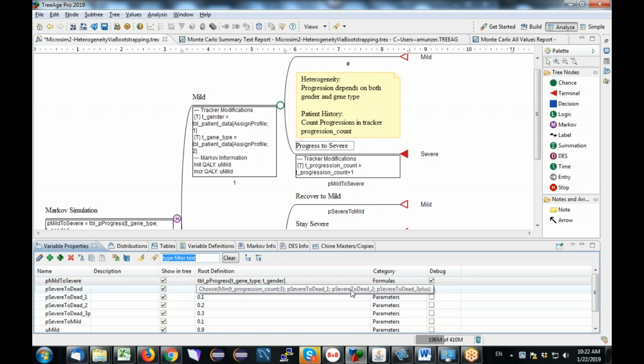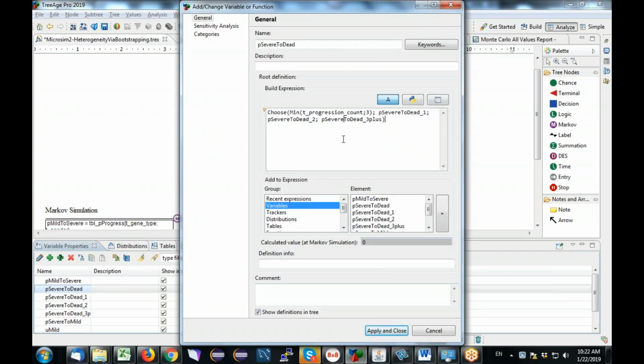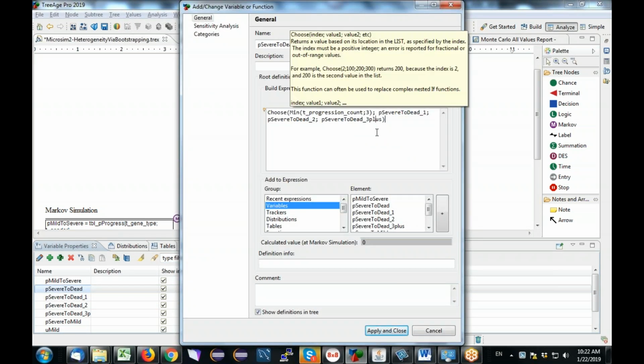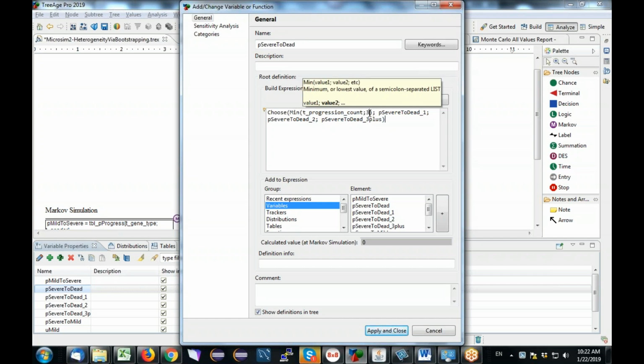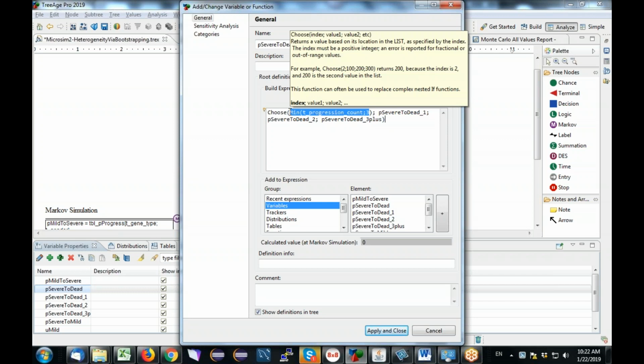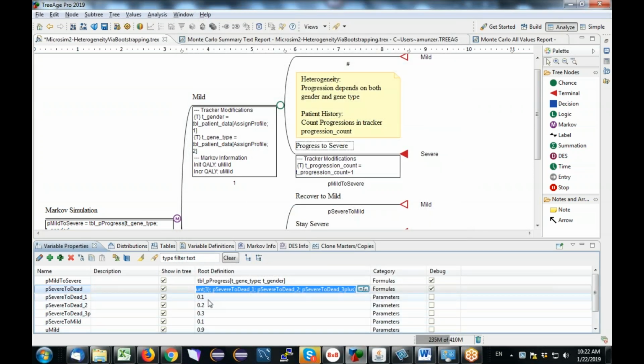So let's look a little bit closer at this. What this choose function is doing is it's taking the progression count. The minimum of that and 3, because the value doesn't change beyond 3. The probability isn't going to change beyond 3. And it's using either the first, second, or third parameter that we have. So let's look back at the model for a second. So basically saying the first time you progress, your probability of dying is 10%.